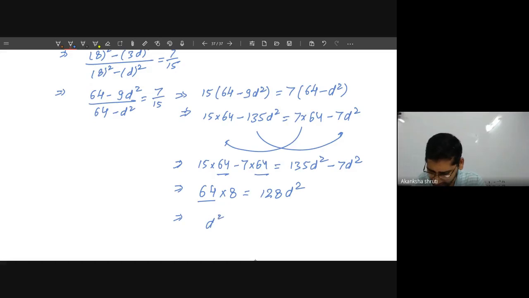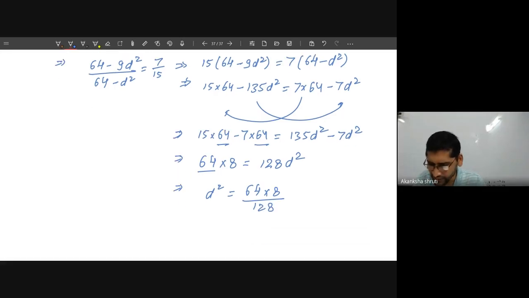Student, so what is our d square? 64 into 8 by 128. अब आप देखिए, rather than going for multiplication in the beginning, it will get cancelled here. तो अब आप यहां जरा इसे कैंसिल करिए. कितना आ जाएगा?